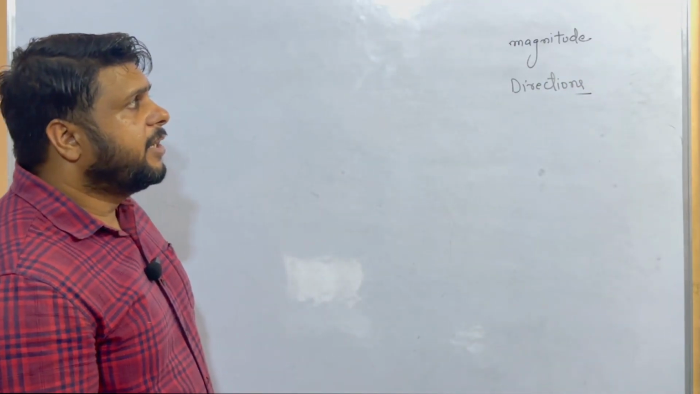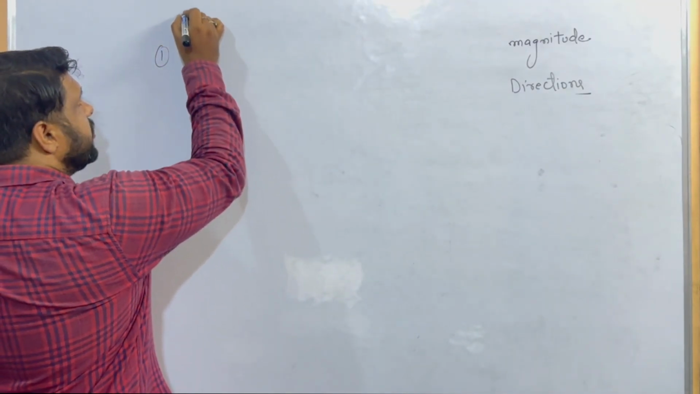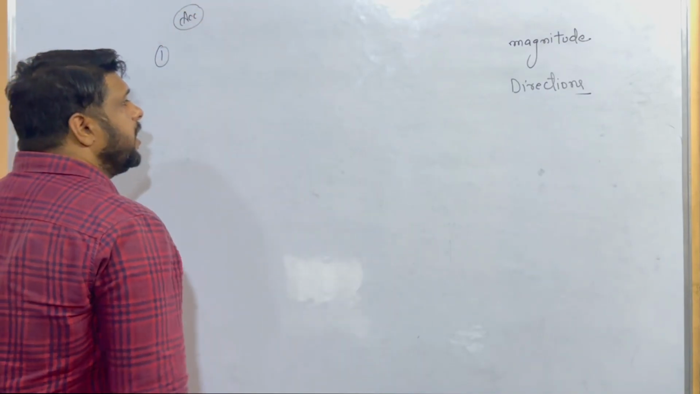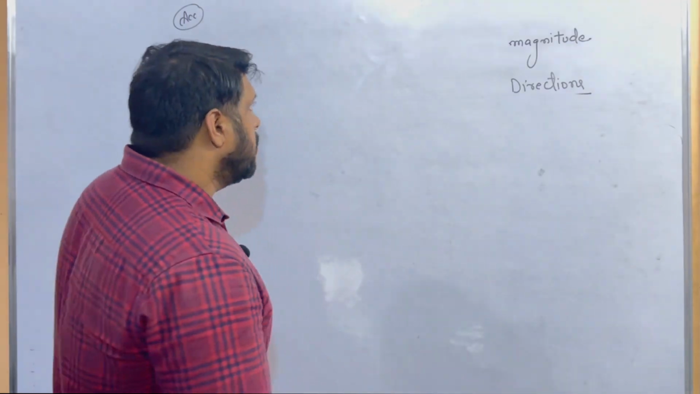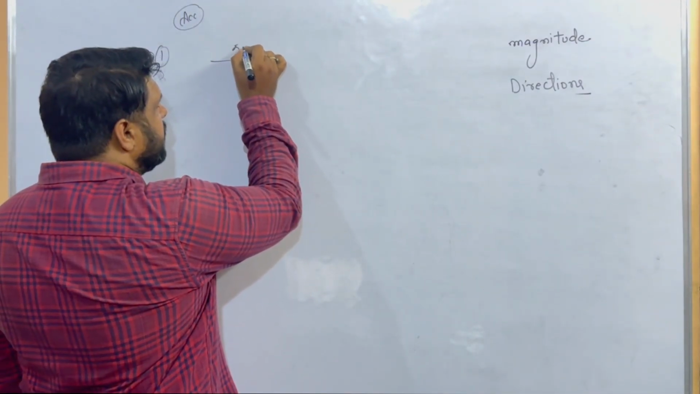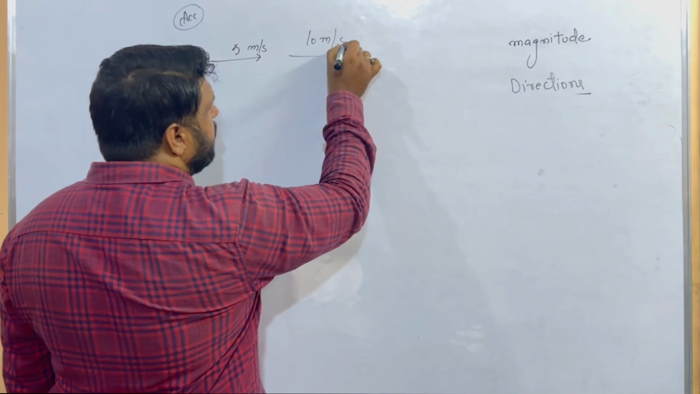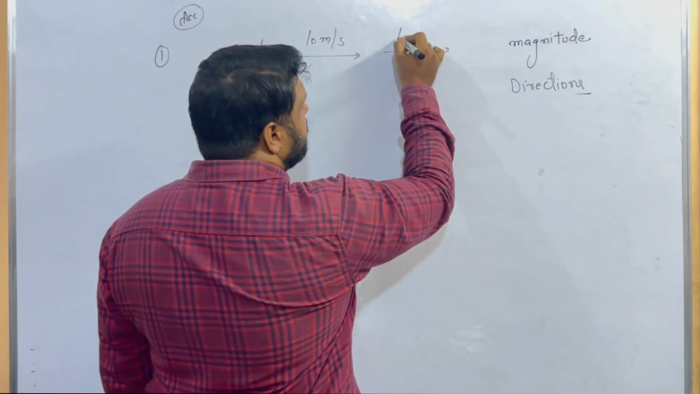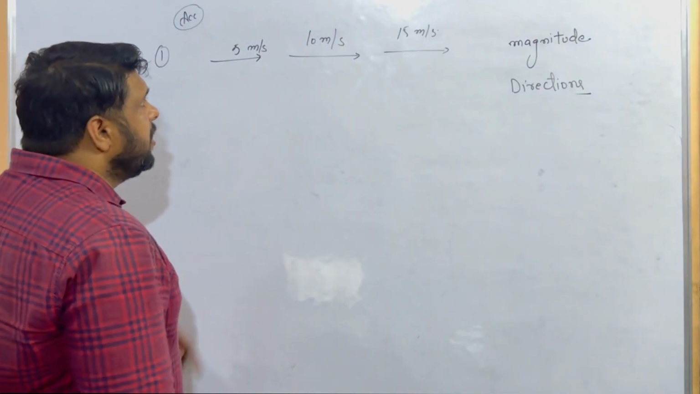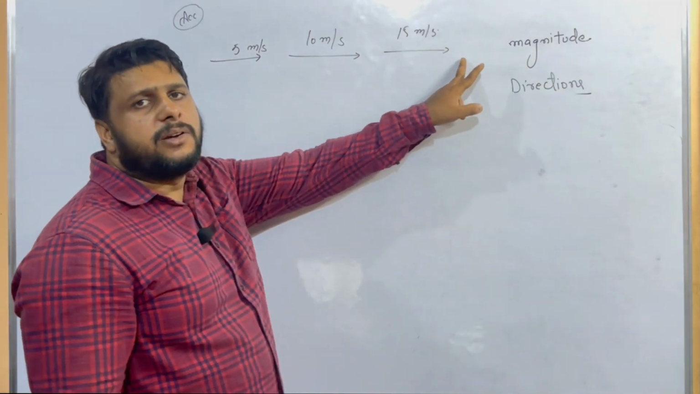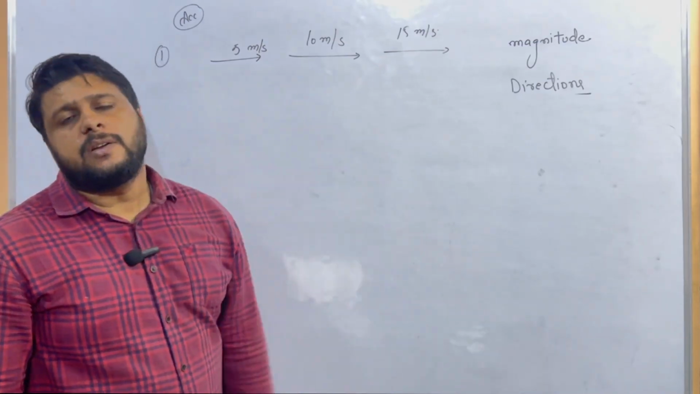Vector quantities have magnitude as well as direction. Okay, suppose the first case of acceleration. I am teaching you in how many ways we can say that this is an accelerating motion. Suppose an object is moving with velocity 5 meter per second, but after some time its velocity becomes 10 meter per second, then 15 meter per second. So we can see that the magnitude of the velocity is increasing with time. So we will say that it is an accelerating motion because a change in velocity is happening.